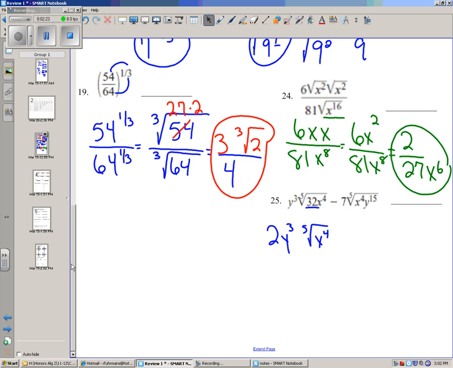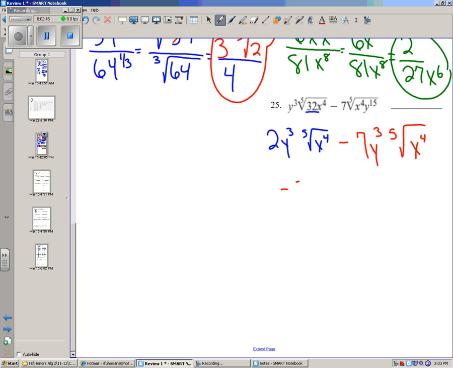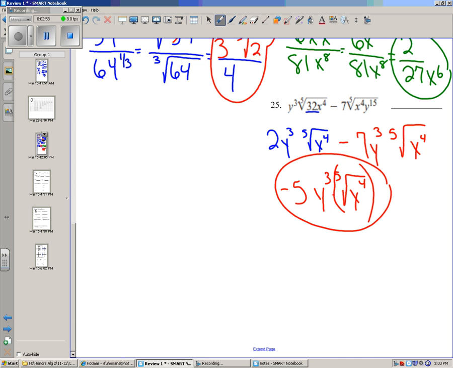Now when I go to my second term, none of the x can come out. But my y to the 15th has a perfect fifth root, so that can become y cubed. And now, when I'm ready to subtract them, it's how many of these y cubed fifth roots of x to the fourth is, and I have negative 5 of them. I'm going to kind of squish that 5 really close to the 3, so I'm actually going to put that in parentheses so they look separated. Okay, so there's 25.